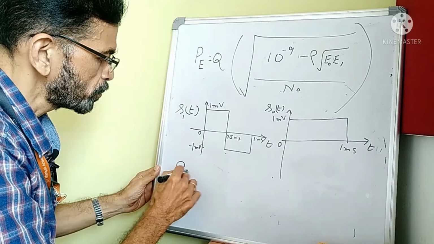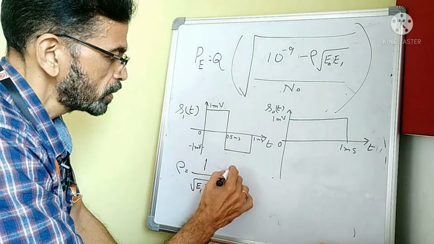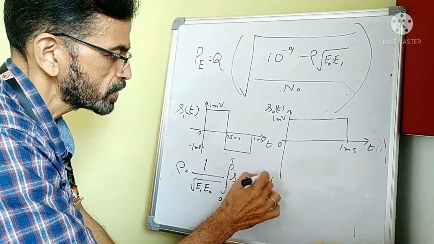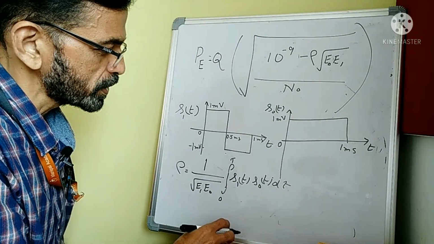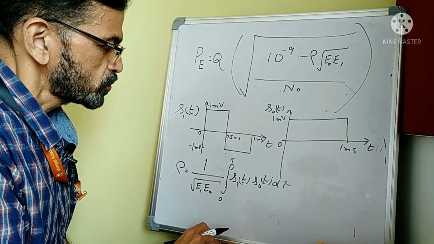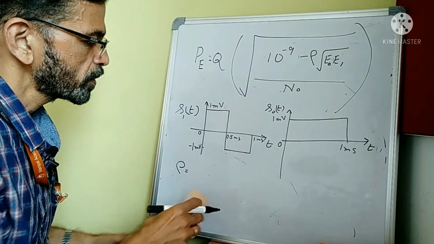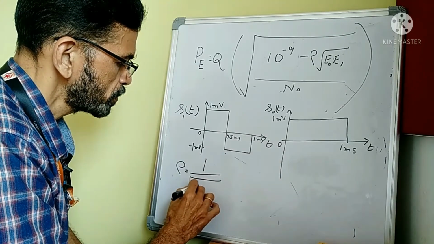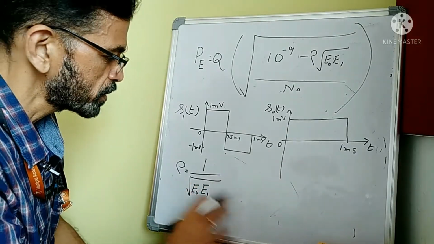So rho is equal to 1 by root E1 E0, integral 0 to T S1(t) S0(t) dt. Again, the signals are real, so nothing to worry about conjugation and the order of conjugation, and the order in which they appear here, of course. And this will result in 1 by root E0 E1. We know the values of E0 and E1, but let's have it there as it is.